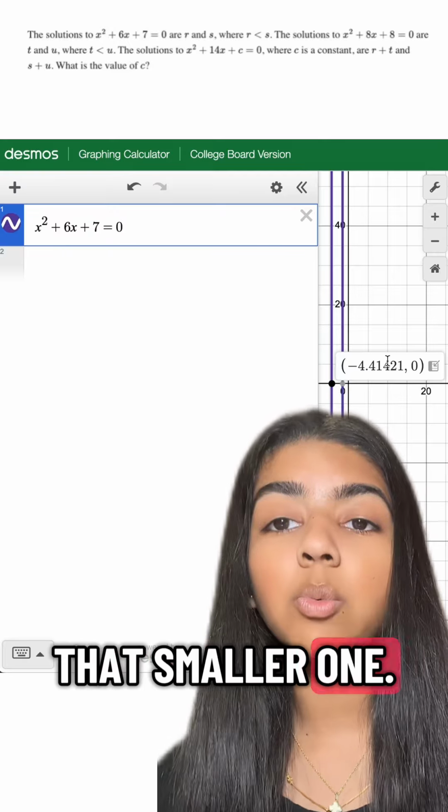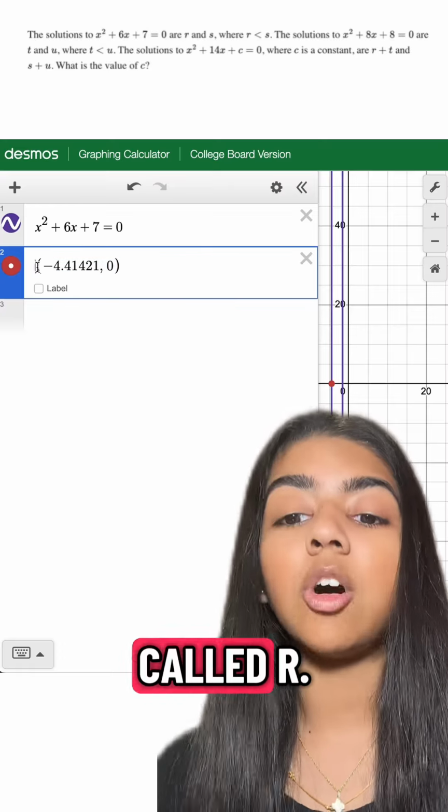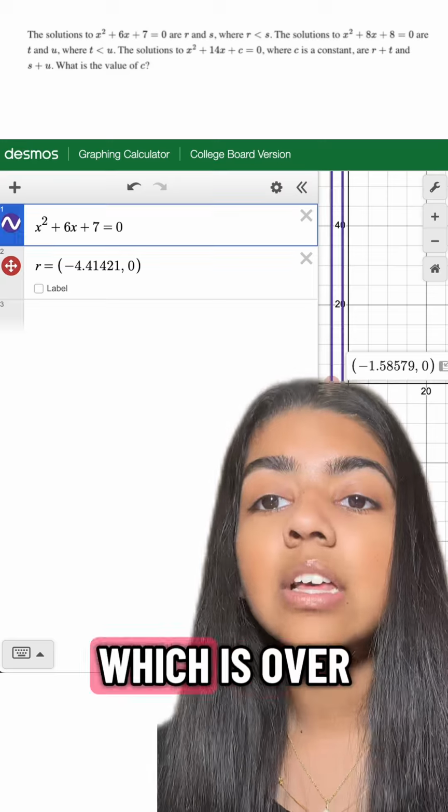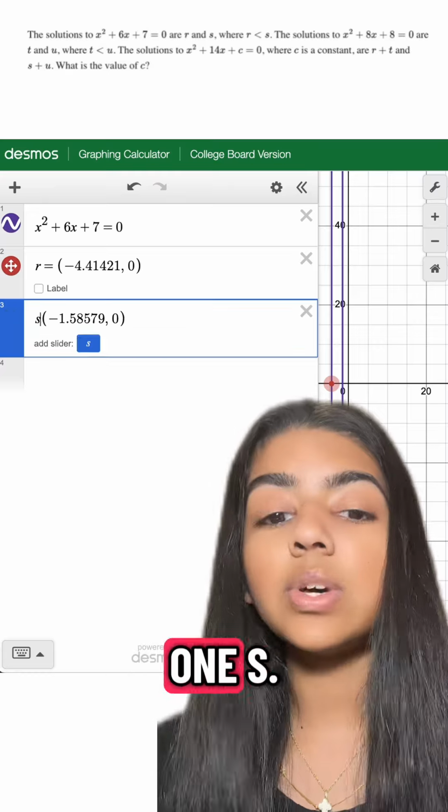I'm going to press on that smaller one, and I'm going to hit this gray button to move it to the left side. Now I have it over here, and this is going to be called r. Now for our next one, which is over here, I'm going to do the exact same thing. So press on it, click on the gray button, and now I'm going to call this one s.